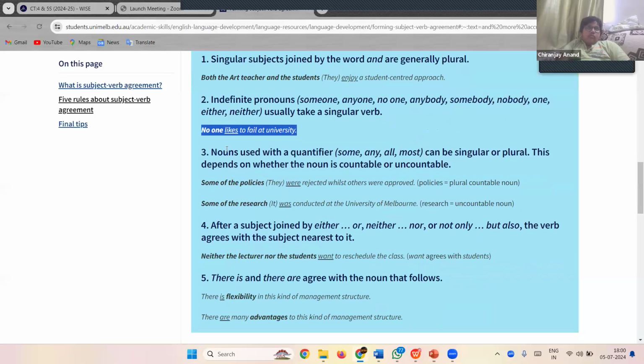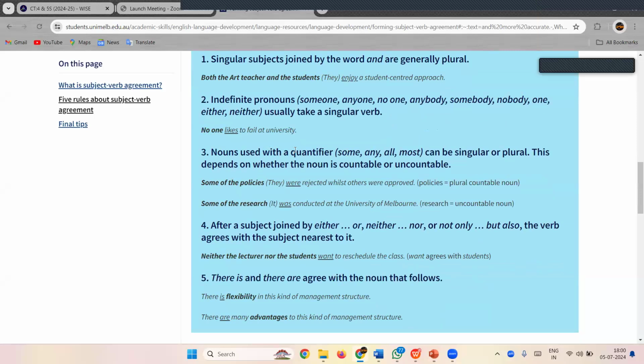Now, next rule. Noun used with a quantifier. Quantifier means telling about the quantity of something. See the example. Some, any, all, most can be singular or plural. This depends on whether the noun is countable or uncountable. Let's see the examples. Some of the policies were structured while others were approved. Policies are plural countable nouns. Some of the research was conducted at the University of Melbourne. Research is uncountable. Can you see the difference?